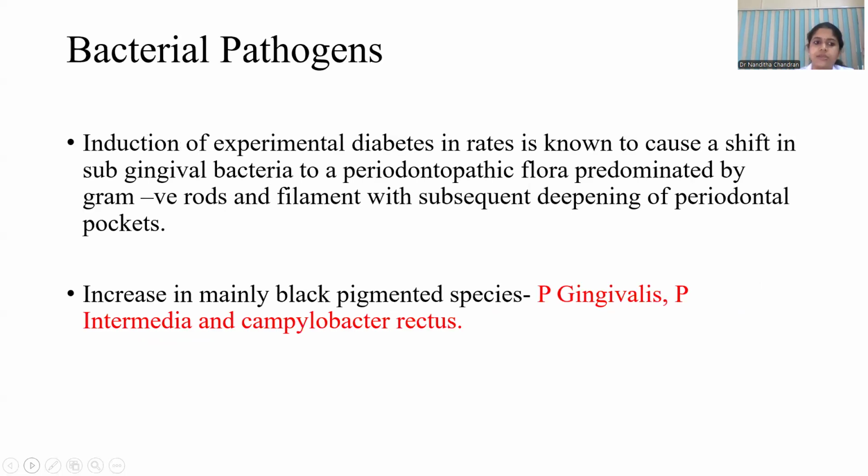First is bacterial pathogens. An experimental study has shown that there is a total change in the subgingival bacterial flora to purely periodontal pathogenic flora, with predominance of gram-negative cocci or gram-negative rods and filamentous organisms, associated with deepening of the periodontal pocket. And there is increased predominance of black pigmented species like Porphyromonas gingivalis, Prevotella intermedia, and Campylobacter rectus. So these are the bacterial changes you see in diabetic patients with periodontitis.